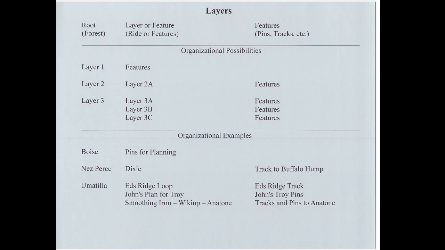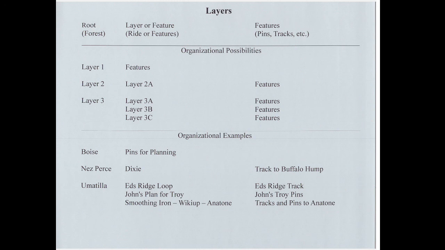And actually, I probably shouldn't have said that. I should have just left it at pins, because when you get to the individual pins, you know that they are John's plans for Troy. You kind of see how that works? I didn't really even need to say John's Troy pins there, because that's not a layer. There was probably 30 pins, and I would just let them all say pin, because the layer they're in tells me what they are for.